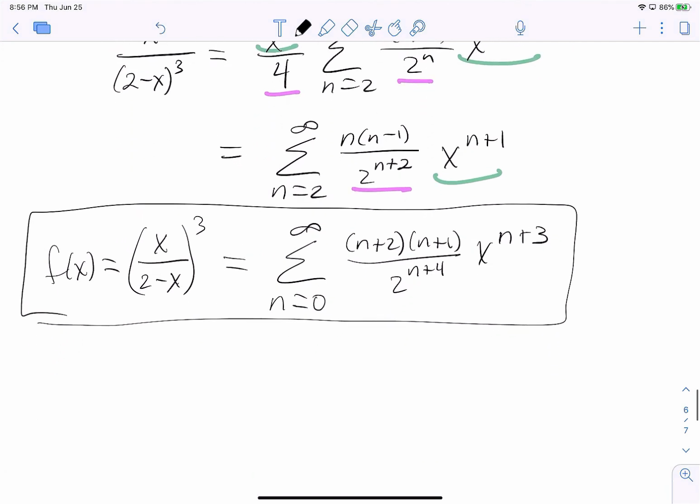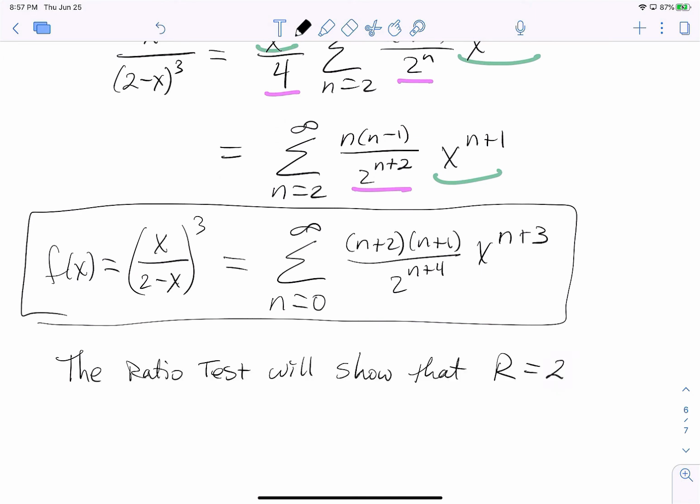As for the radius of convergence, I will let you verify that the ratio test will show that R is equal to 2.